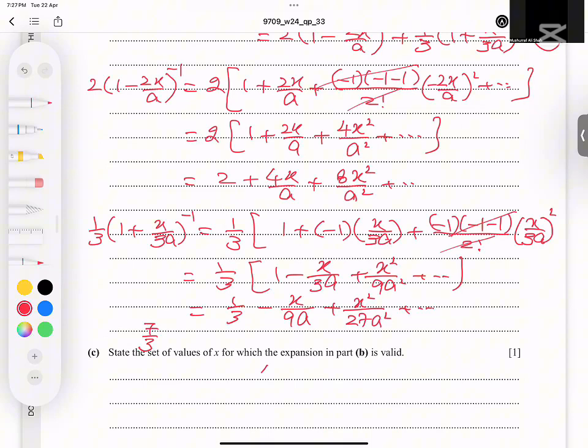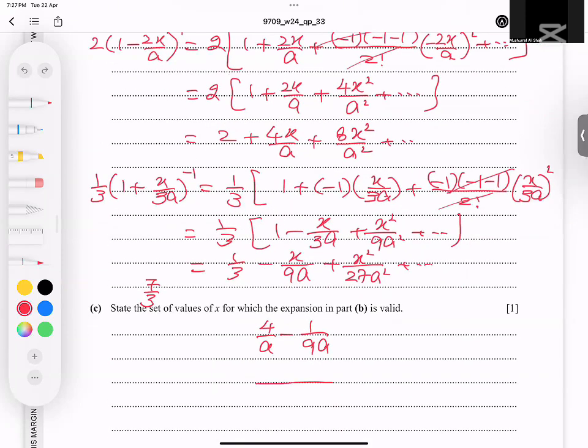And x common, I got 4 over a minus 1 over 9a. I have taken x and x common out. So here, if I take 9a common, 9 fours are 36, and I got here 1. So 35 over 9a. So I'm writing here 35 over 9a, and x comes in the numerator. This is done as well.